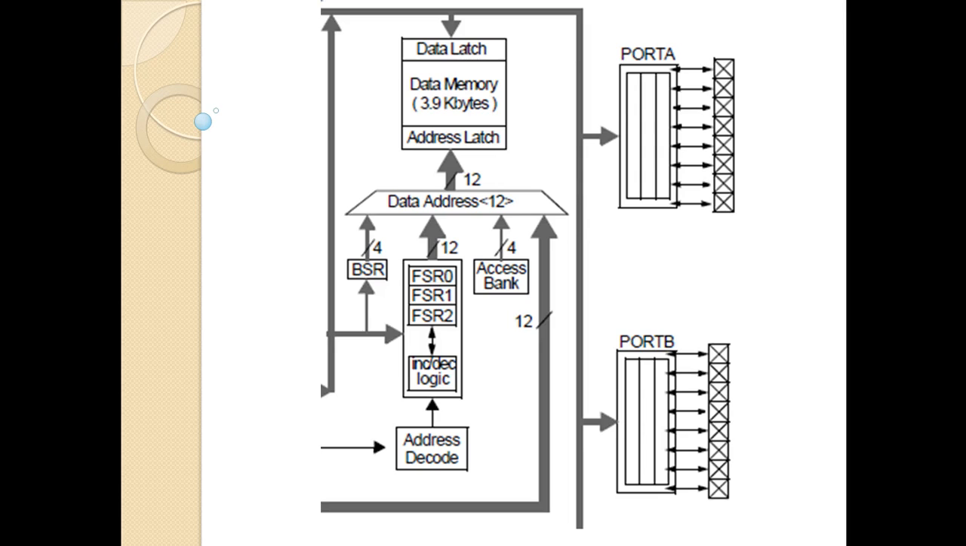At last, we can see the ports attachment or implementation, where the ports are shown bidirectional. As we can see, data is latched from the data memory and attached to the addresses, all controlled by the BSR, that is bank select register, FSR, that is file select register, and access bank.